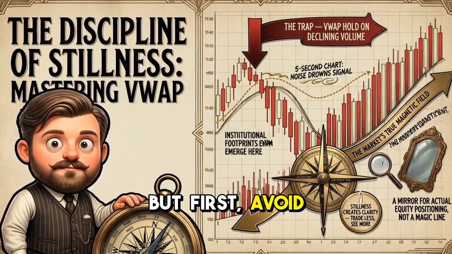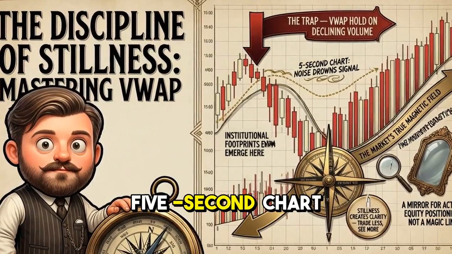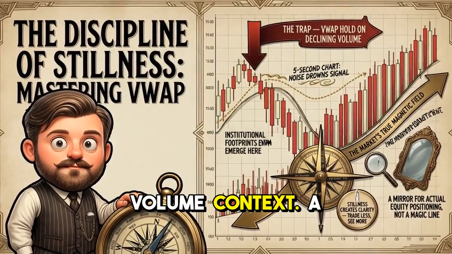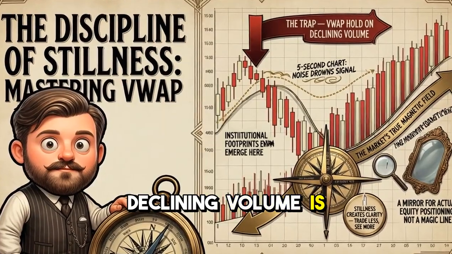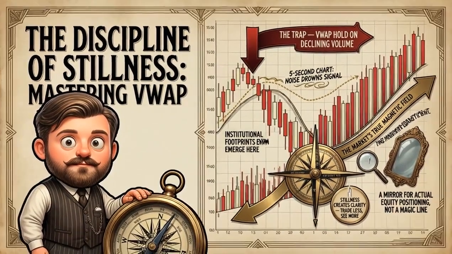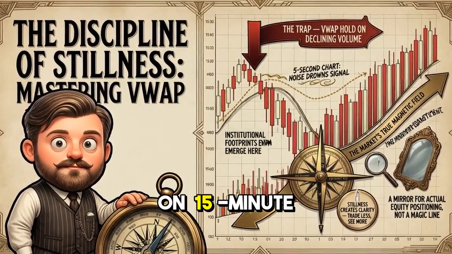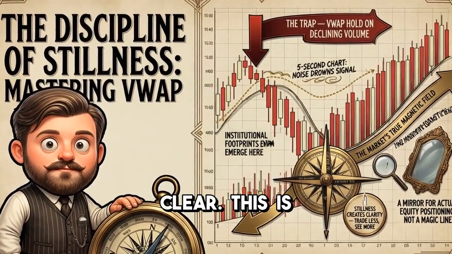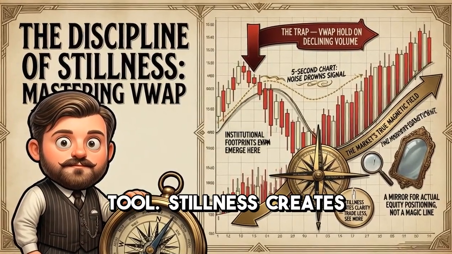But first, avoid common mistakes. Using VWAP on a 5-second chart where noise overwhelms signal, or ignoring volume context. A VWAP hold on declining volume is a trap, not confirmation. Vary your lens. VWAP works best on 15-minute to daily frames where institutional footprints are clear. This is not investment advice, it's a discipline tool.